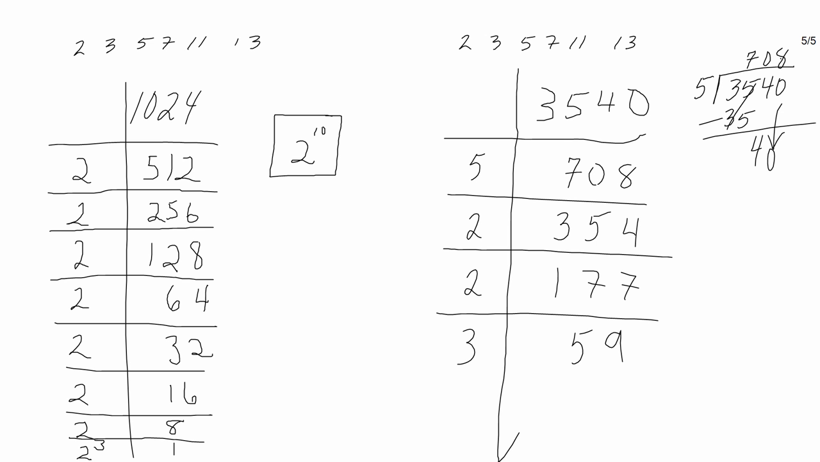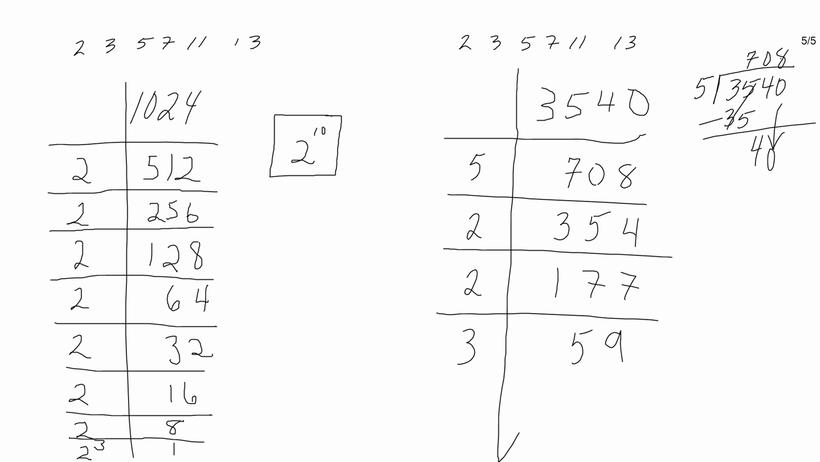13. 13 times 3 gives you a 9. But 13 times 3 is what? 39? I think you're done. Y'all can try it. Can y'all find another number to divide 59? 17? No. 17 times 3, 3 times 7, 21, so that won't work. I think we're done.